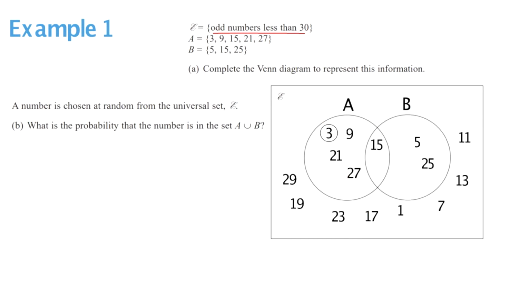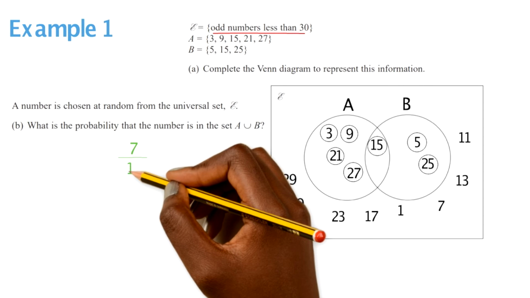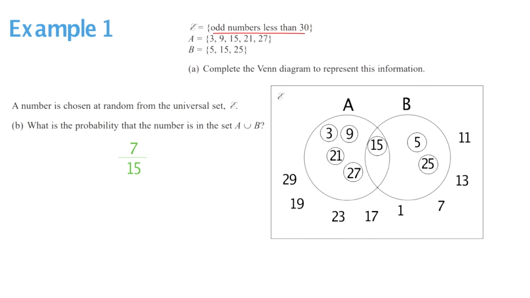Then it now says, what's the probability that the number is in the set of A or B? Remember, we've got that U shape. So A or B, remember I said, was all the numbers involved in both the circles and the overlapping. So I've just circled that out just to highlight that to you. Then you're going to count all those numbers. So 1, 2, 3, 4, 5, 6, 7, there's 7. So it's going to be a probability of 7 out of 15 because there's 15 numbers in total in the Venn diagram, including those numbers on the outside. So that's that final answer.